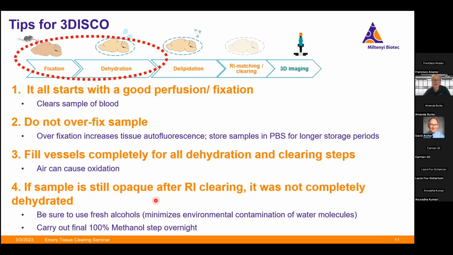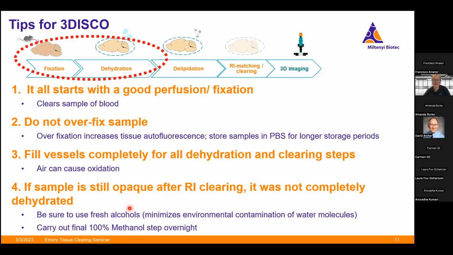If a sample is still opaque after you have it in DBE, let's say you're like, oh gosh, I'm just going to leave it overnight, and it's still quite opaque. This usually means that it wasn't dehydrated all the way, so there's still some water molecules left in the sample itself. I do see this a lot when people are reusing ethanol or methanol. Let's say it's an older bottle, a lot of contamination of just environmental water molecules gets in there. So I always say use a fresh bottle of alcohol.